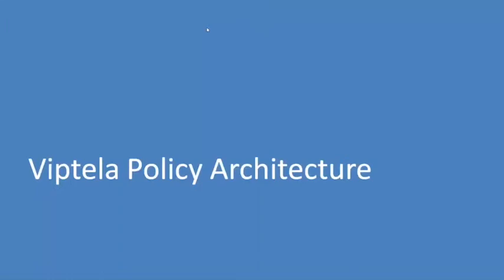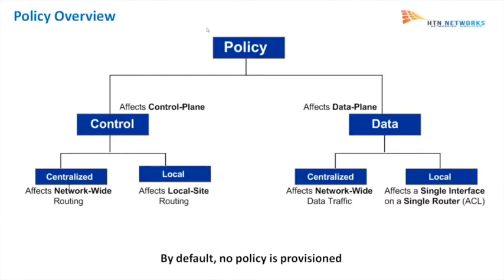So now we will discuss the Viptela policy architecture. Initially, when you get your overlay network from Viptela, there are no policies configured. By default, there is no policy. Every route from every branch can go to the other branch. But if you want to control your routing, or if you have a specific requirement, then you can configure policies. So that's how the policy looks.